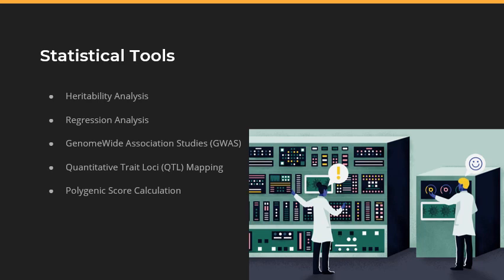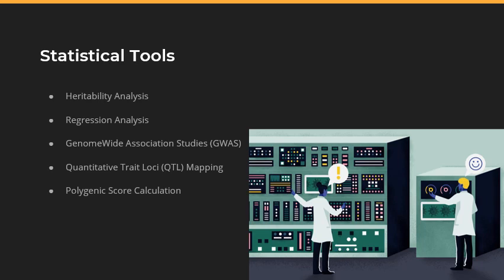Let's talk about regression analysis. Regression analysis is a powerful tool in quantitative genetics. It allows us to assess the relationships between multiple variables, such as the influence of a specific gene on a trait. By analyzing large data sets, we can identify genes that contribute to complex traits and their individual effects.